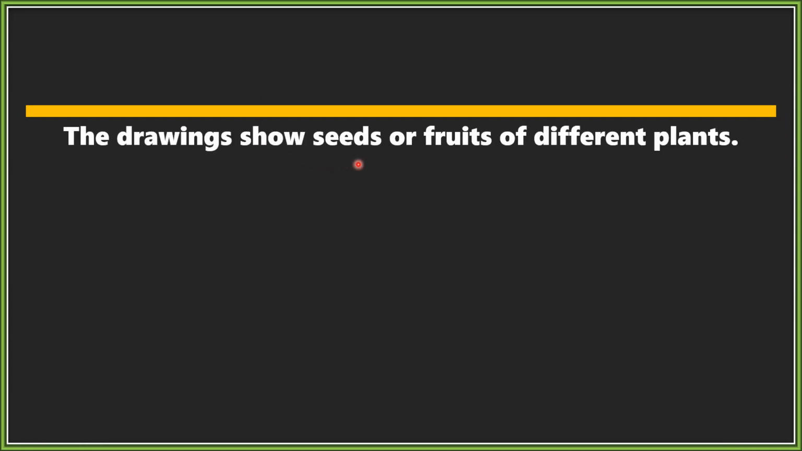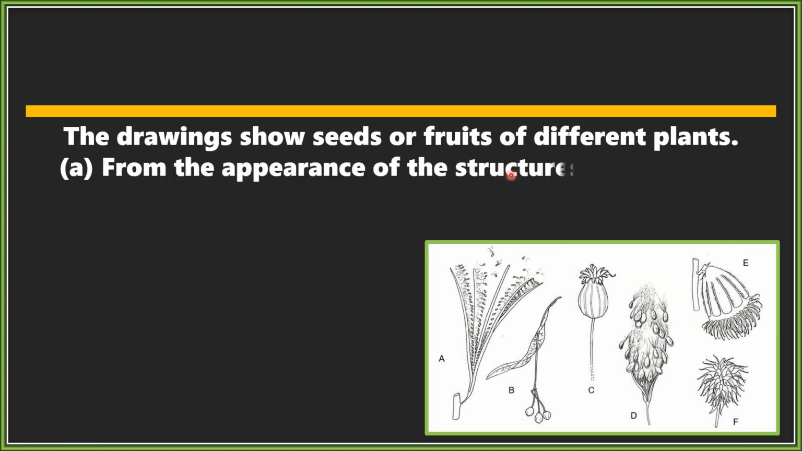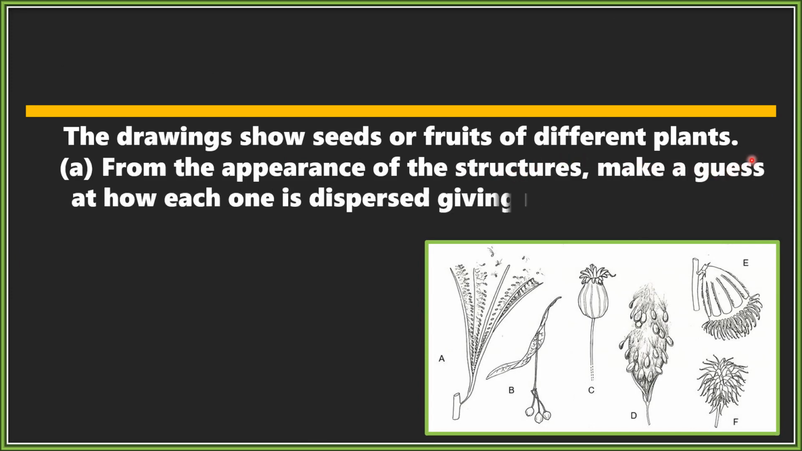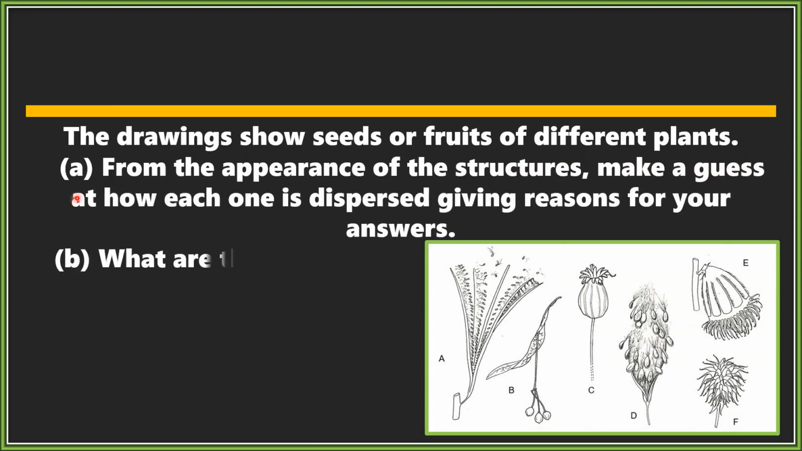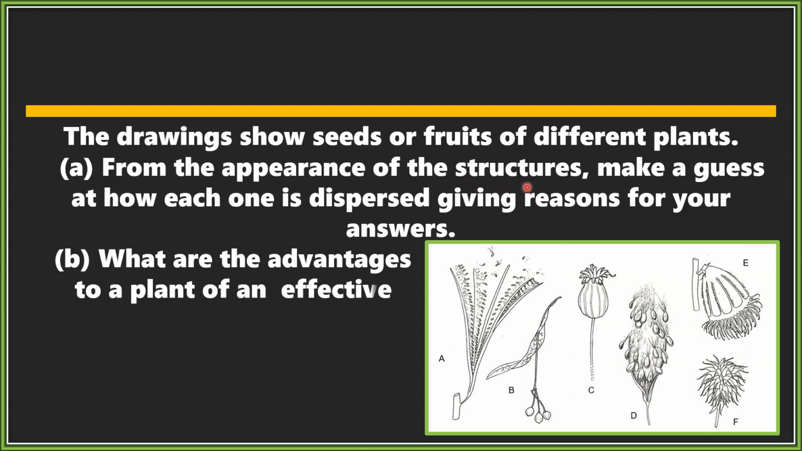The drawing shows seeds or fruits of different plants. A. From the appearance of the structures, make a guess at how each one is dispersed, giving reason for your answer. B. What are the advantages to a plant of an effective method of seed dispersal?